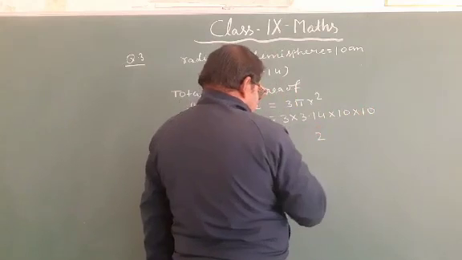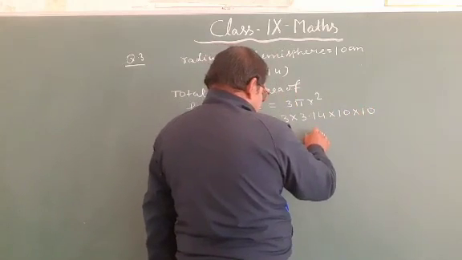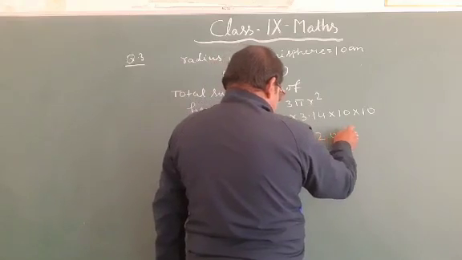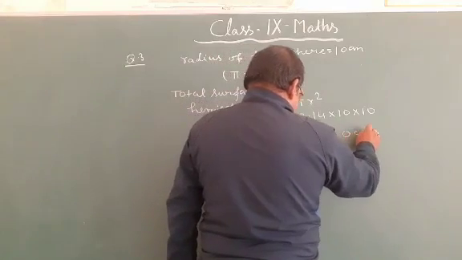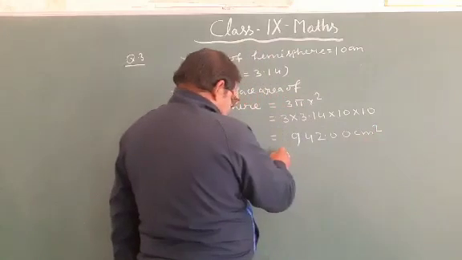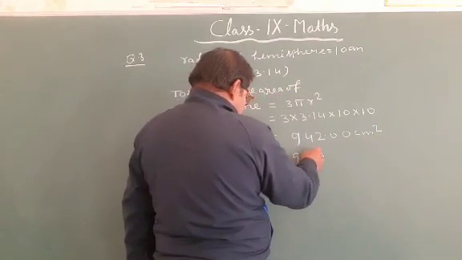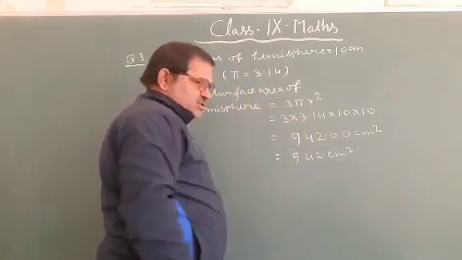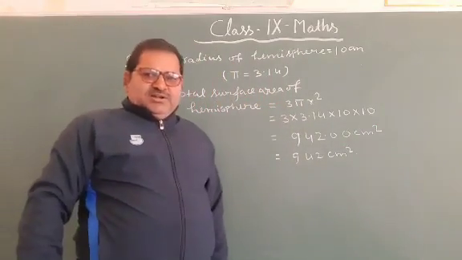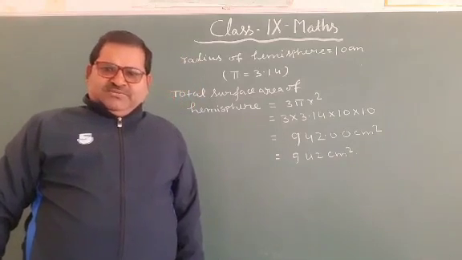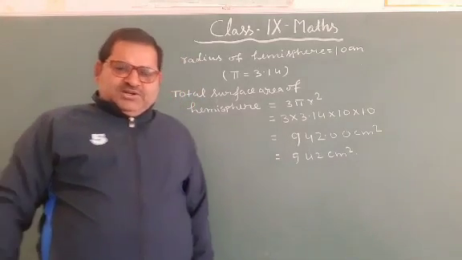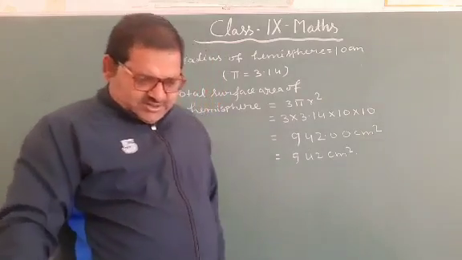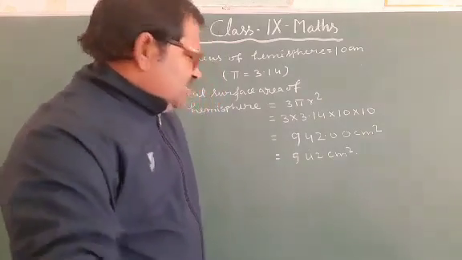3 4 are 12, 3 1 are 3, 1 4, 3 3 are 9, 0 centimeter square. So equal to 942 centimeter square is the total surface area of the hemisphere. Clear? Next question.